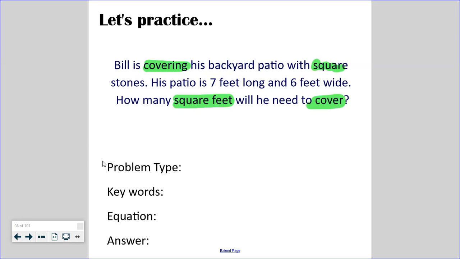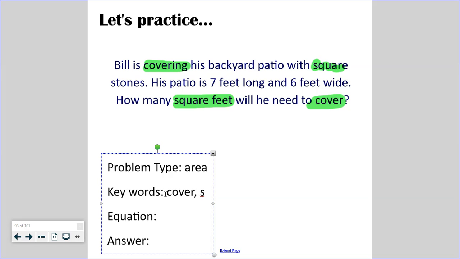Okay, so if we're trying to figure out how many square feet are going to be covered, what kind of story is that? That's going to be an area story. You're exactly right. Whenever it's asking you for square feet or square inches or square miles, square anything is referring to area. So I know it's an area. What were the key words that told me? Cover, square feet. Those told me it was an area story. So how do I solve an area story?